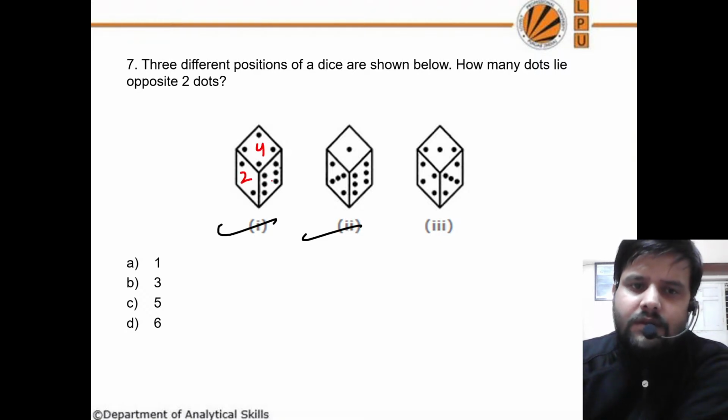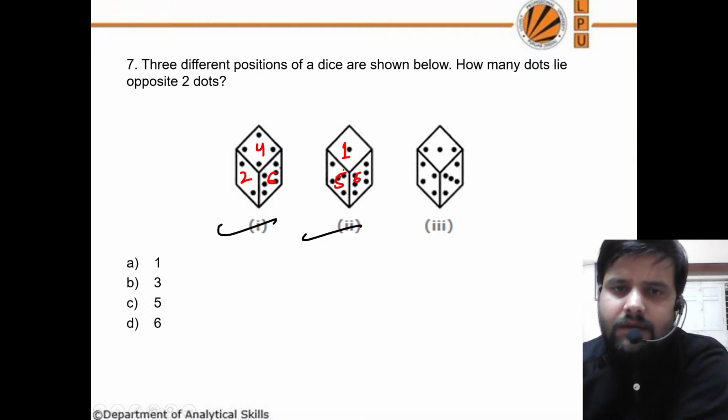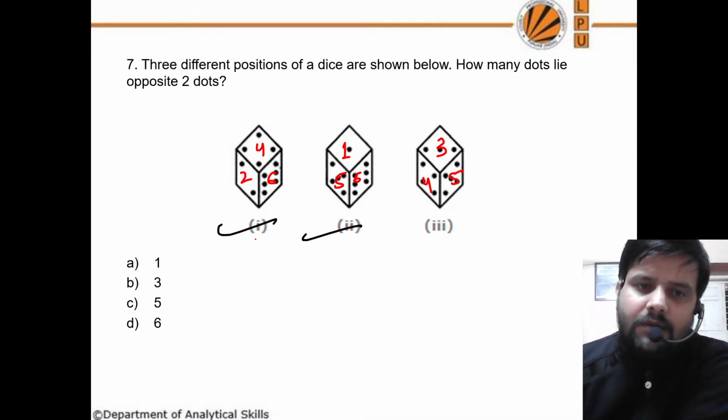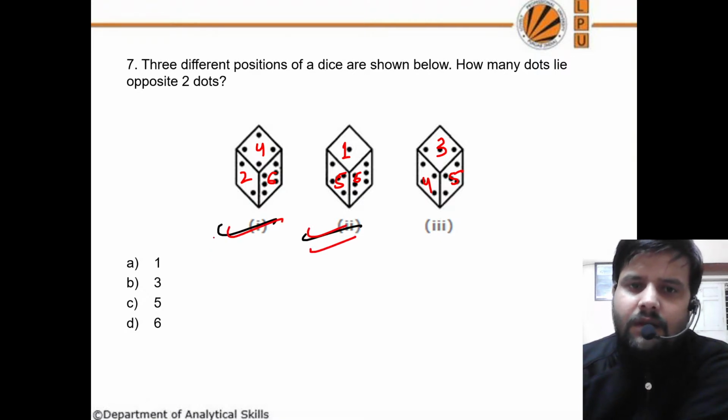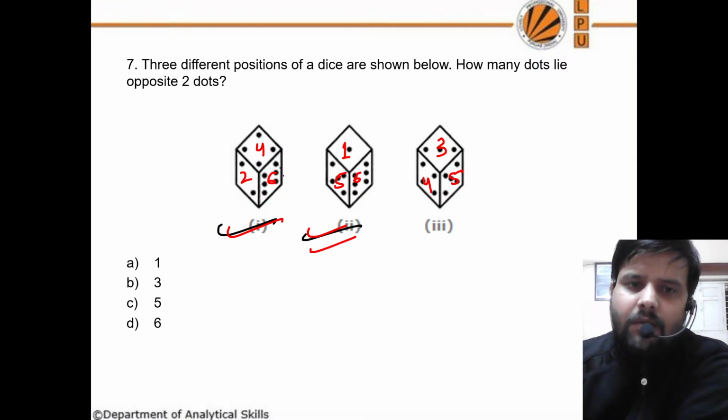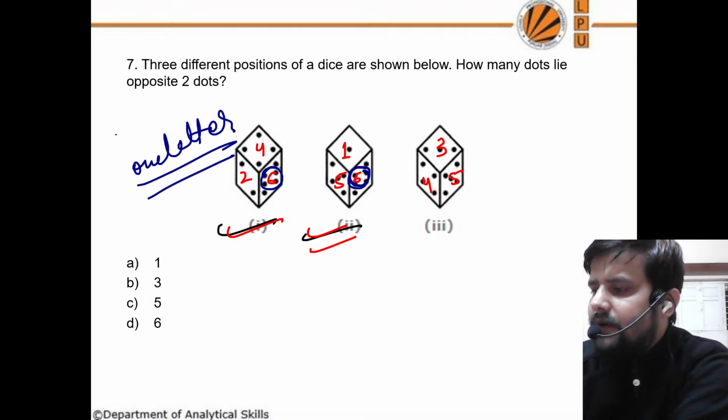This is 4, this is 2, this is 6, this is 1, 6 and 5. Getting my point? And this is 3, 5 and 4. Now observe these two images. The common element in this is only 6. Only 6. It means only one letter is common. So when one letter is common, what will we do?